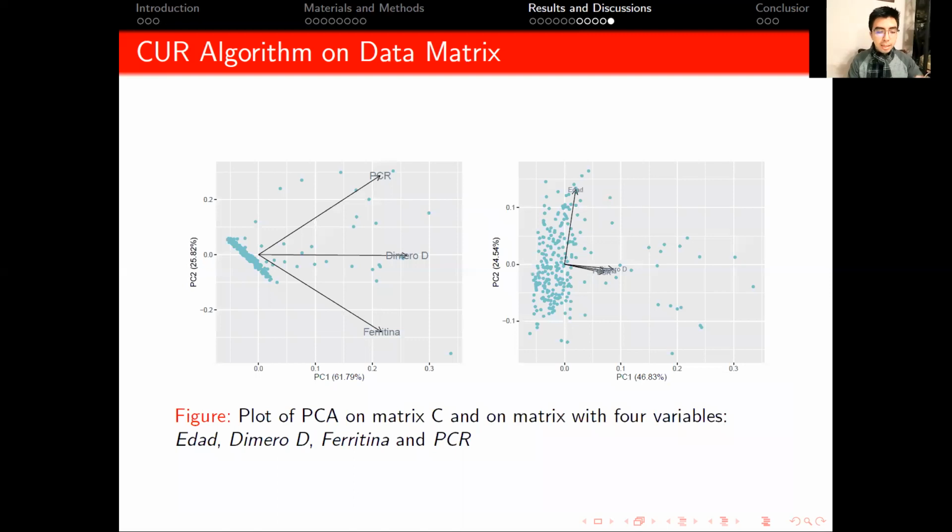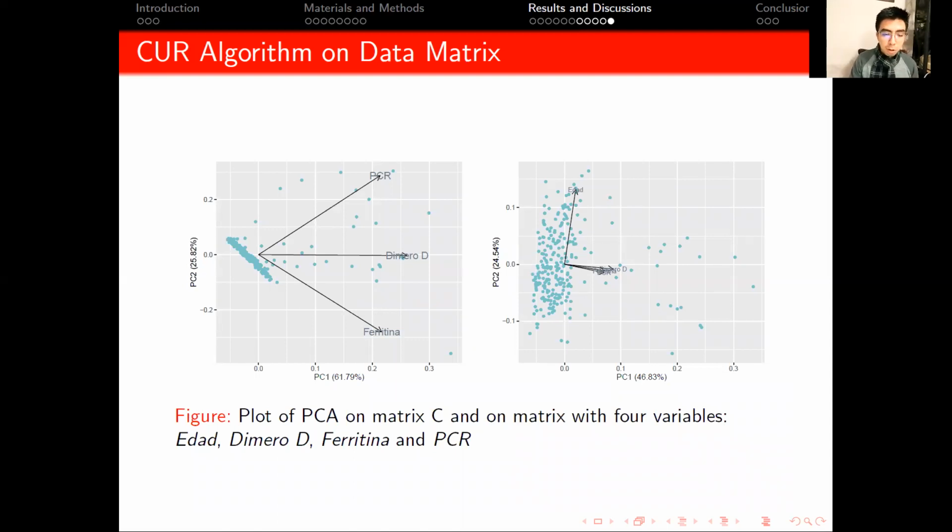In order to show that the choice of the three variables was correct, we run PCA on the matrix C and the matrix given by the four variables. We compute the cophenetic correlation coefficients. With the left plot, we got a coefficient of 0.995, but with the right plot, the coefficient is 0.955. This implies that D-dimer, ferritin, and CRP are the most important variables.